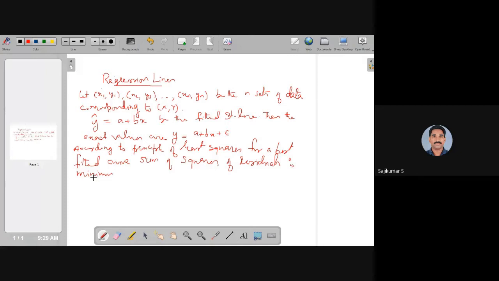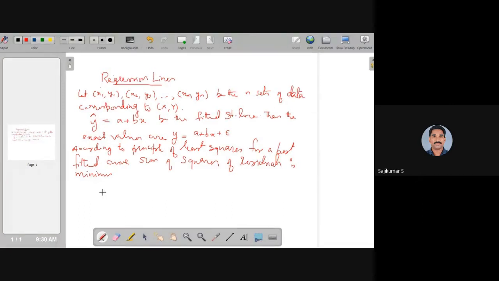Similarly, we can have another option. We can also predict x in terms of y. Then the straight line may be of the form x is equal to c plus dy. And we call that straight line the regression of x on y. And the corresponding slope is called the regression coefficient of x on y. And we can have another intercept, which will be the x-intercept.